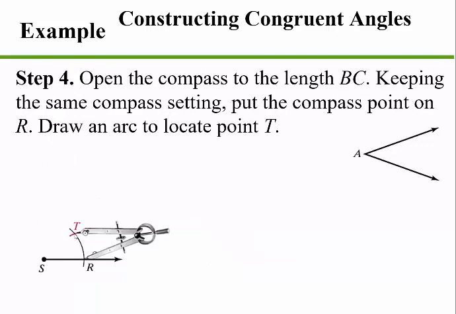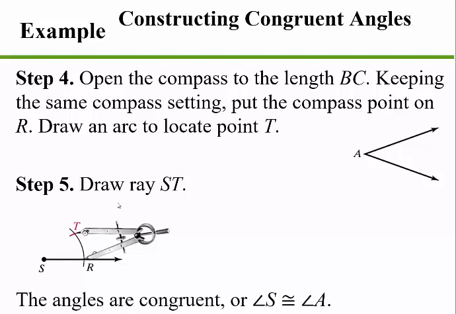And all you're going to do is draw an arc that intersects that original arc you drew. Next thing you're going to do is draw a ray ST. So you're going to draw a ray right through that intersecting point there. Those angles are congruent now, such that angle S is now congruent to angle A. Just like that.